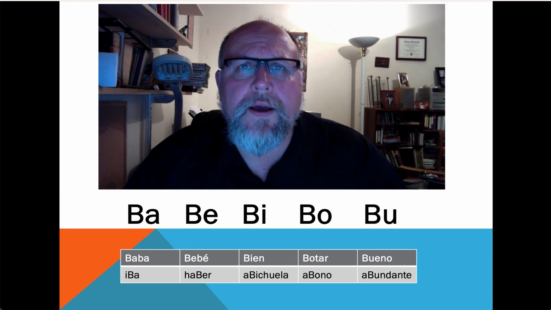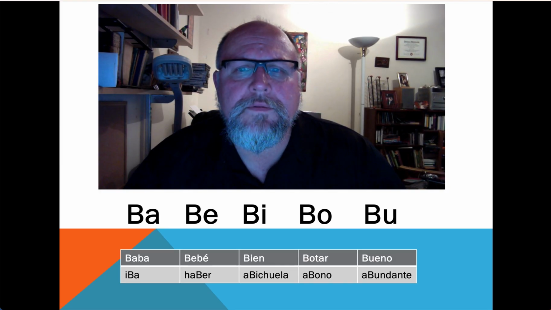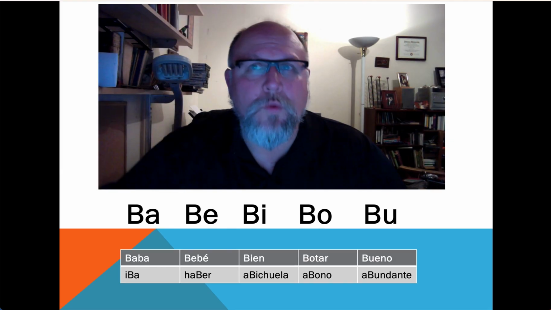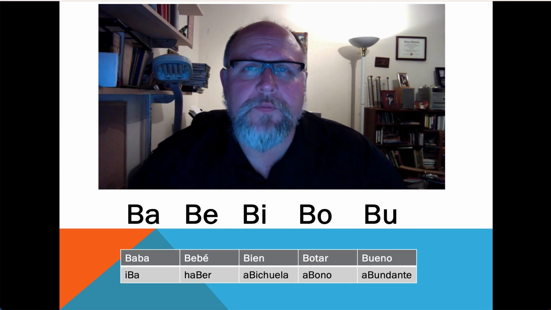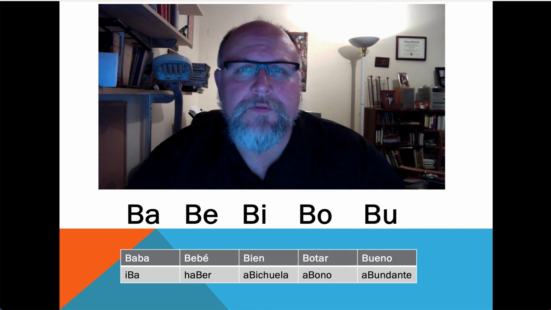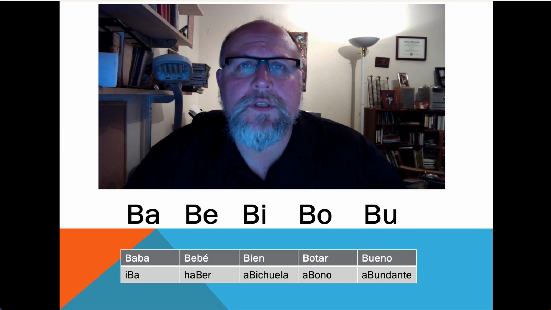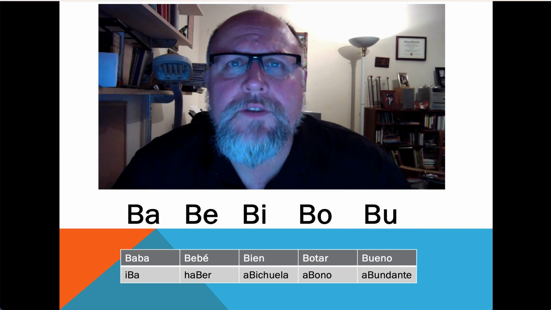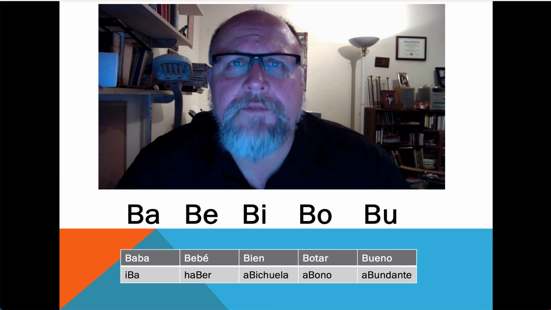So, iva, haber, habichuela, abono, abundante. Now, it's slight, and in rapid talk, you won't hear it, but it's pronounced. I'm slowing it down for you. Now, once again, the bottom words: iva, haber, habichuela, abono, abundante.